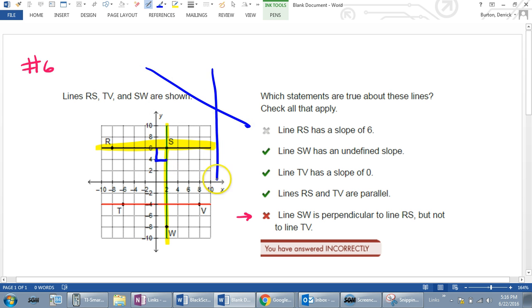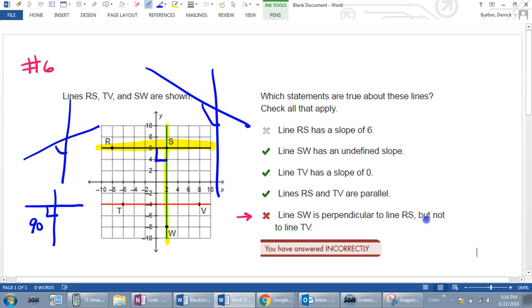It's not like this, which would be an obtuse angle, or like one of these, which would be an acute angle. But if it meets perfectly, like a horizontal and a vertical, that's a perfect 90-degree angle. So RS is horizontal, SW is vertical. That's a perfect square, a perfect 90-degree angle. So that part is true so far. That would be a check mark.